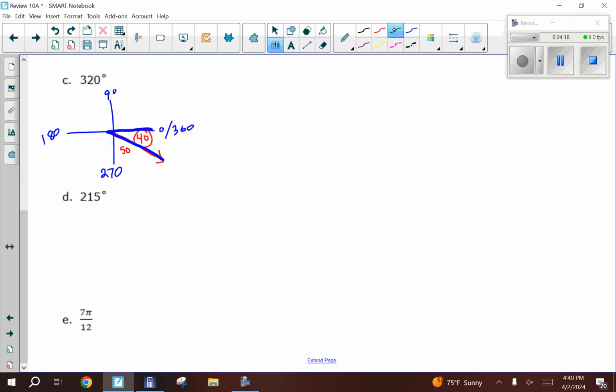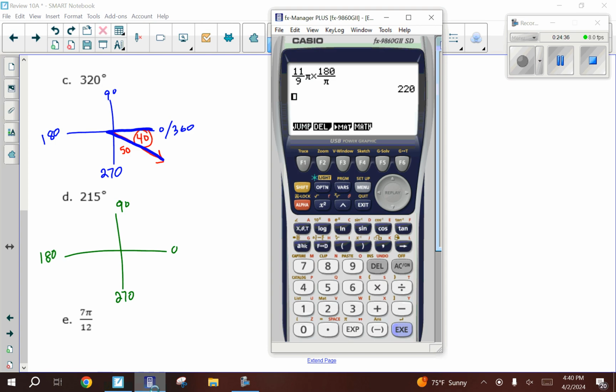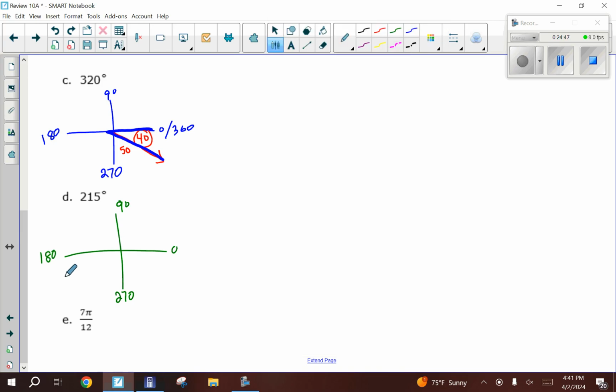Okay, 215 degrees. Draw this one out. This is 90. This is 0. This is 180. And then we've got 270. So it's got to be in between 180 and 270. How much further is 215 past 180? If you're not good at doing it in your head, you can always just subtract. So we're going to do minus 180. So it's 35 degrees past. So we'll say this is 35. Now the reference angle is going to be this guy back to the x-axis.